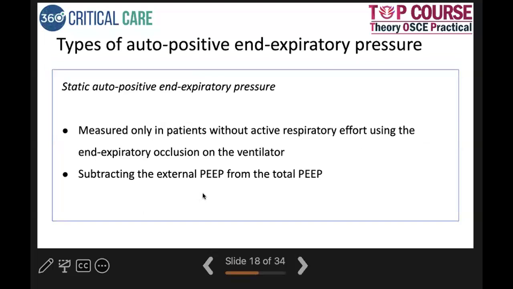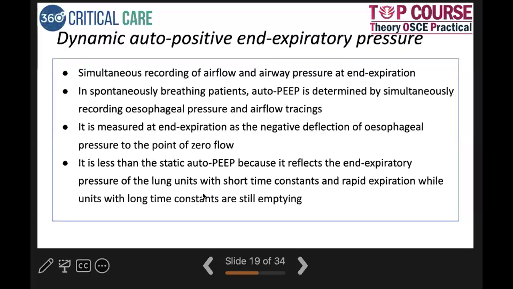So we saw the types of dynamic hyperinflation. Let us discuss the types of auto PEEP, which is the effect of the dynamic hyperinflation. It is based on the measurement. Auto PEEP can be divided into static and dynamic auto PEEP. Static means you are just pressing the end expiratory pause for 3 to 5 seconds and you are getting the total PEEP. You subtract it from the applied PEEP and you get the static auto PEEP. This is like how we measure hemodynamics, like we discussed last week. It is a snapshot measurement, one single reading of the auto PEEP.